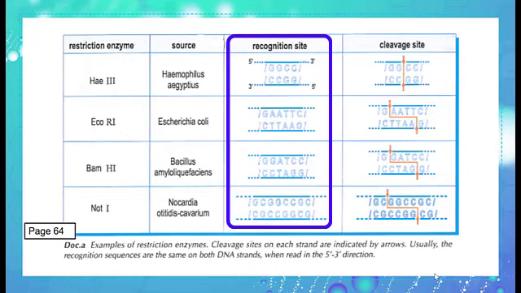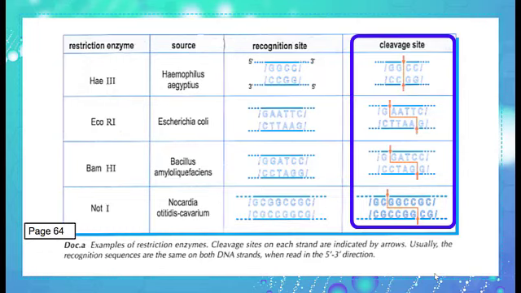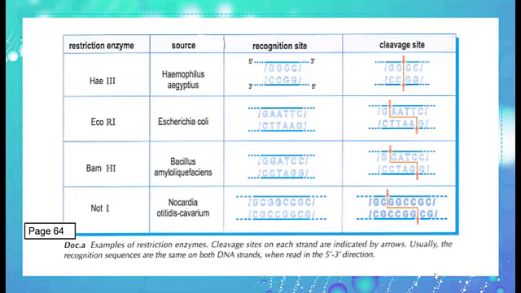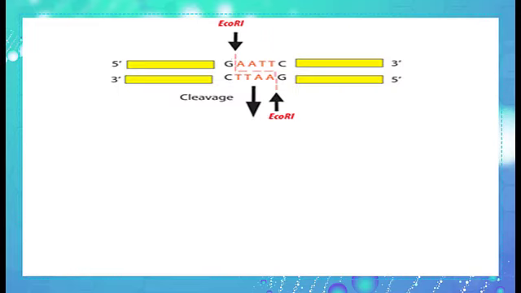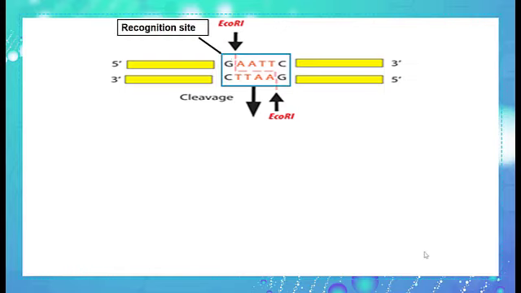This sequence is called the recognition site. And how does the enzyme cut through this site? This is called the cleavage site. For example, the restriction enzyme EcoR1 recognizes the following sequence of nucleotides in a DNA molecule. We say that this is the recognition site of EcoR1. Once EcoR1 recognizes such a sequence, it cleaves the DNA between the nucleotides G and A. This is what we call the cleavage site of EcoR1.